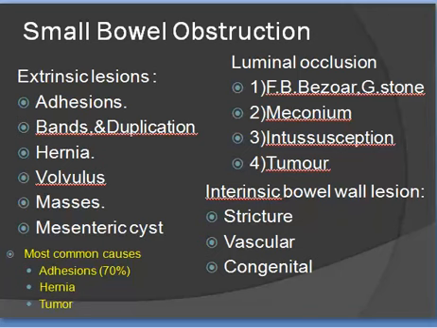Bands and duplication. Hernias are again among the common. Volvulus, masses, mesenteric cyst. In the lumen may be bezoar, and this is rare, but it is there. Meconium, intussusception, tumor. Intrinsic bowel lesions include stricture of the bowel, vascular occlusions, vascular strictures, and congenital strictures.